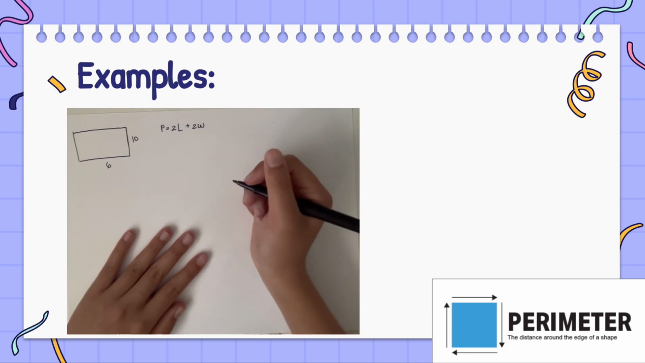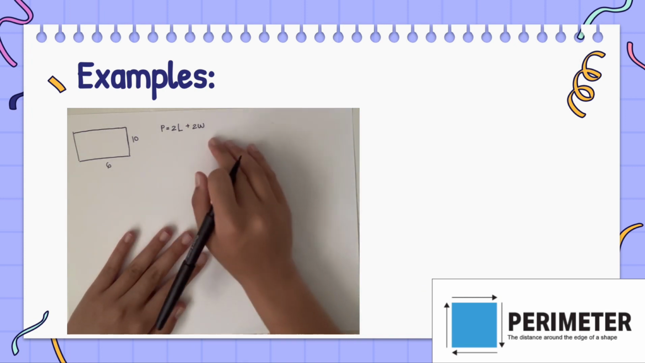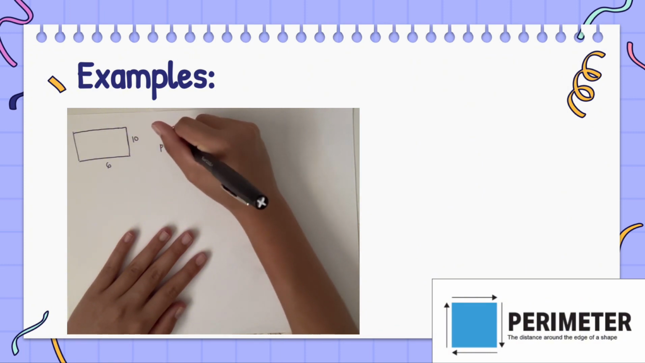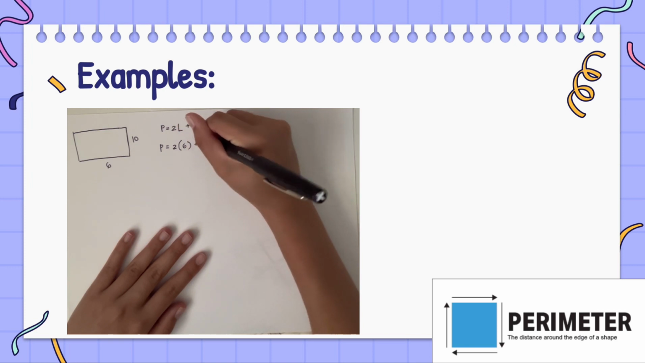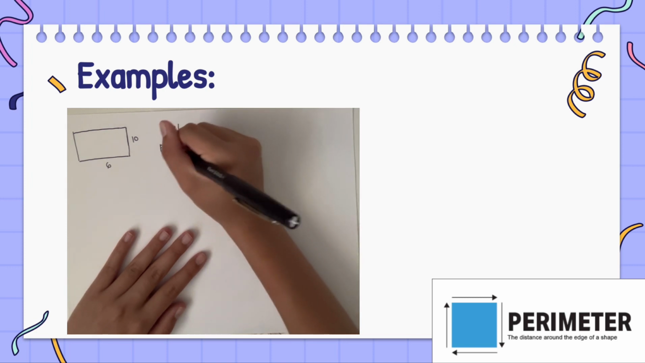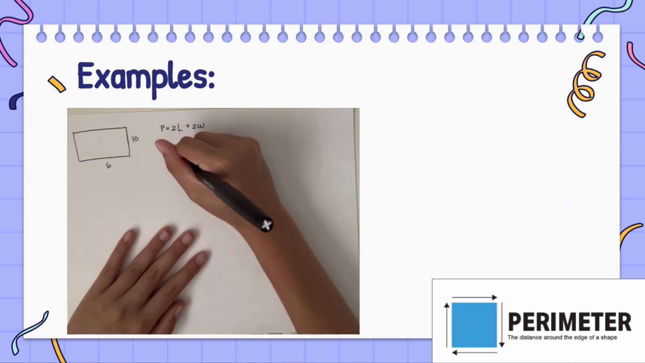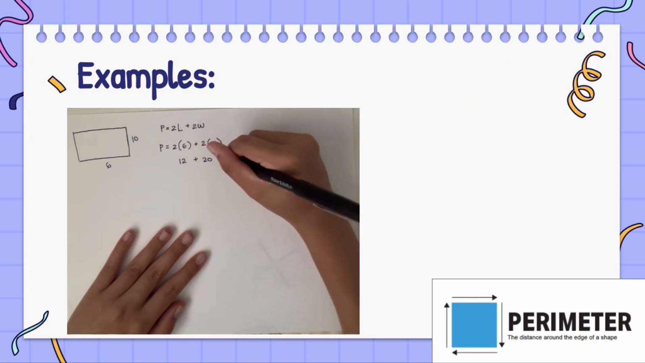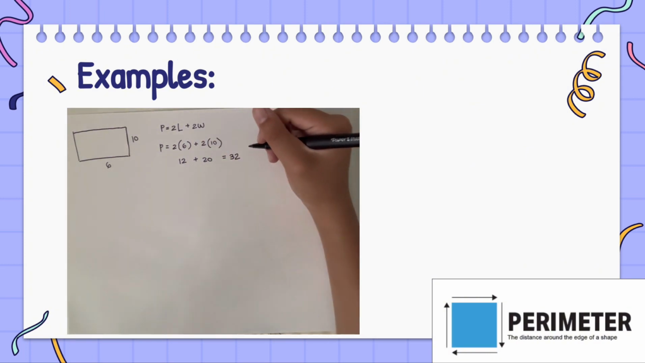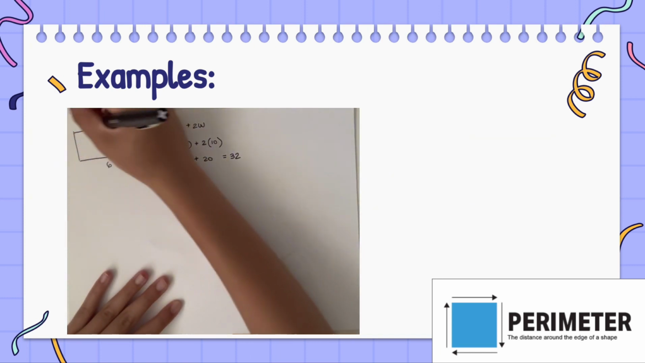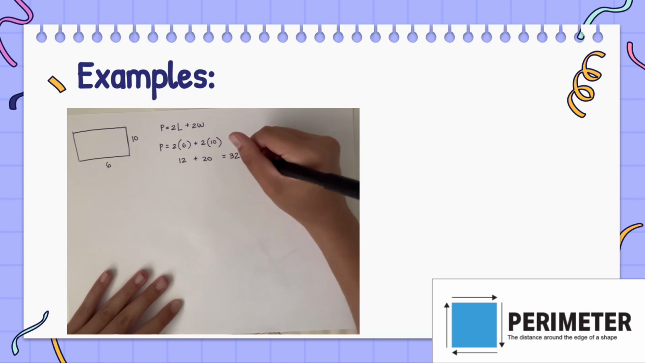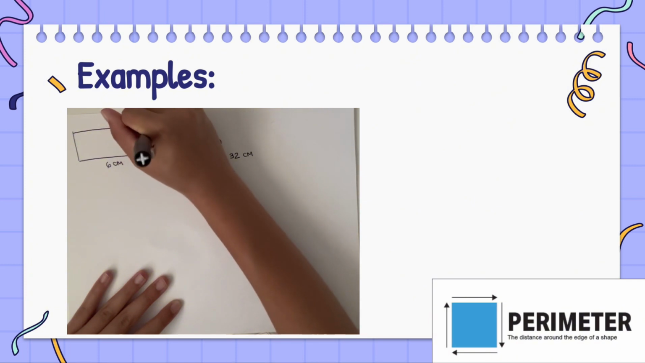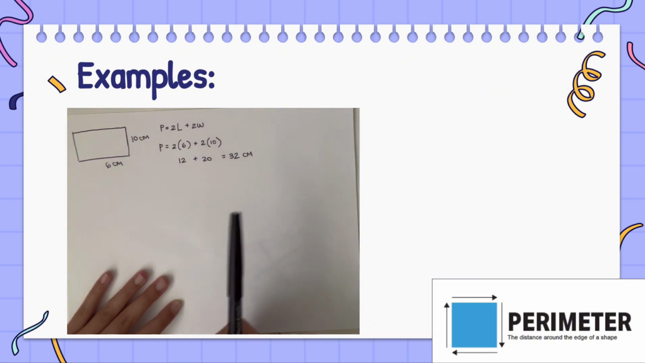So now we plug the 10 and 6 into our formula. So P equals 2 times 6 plus 2 times 10. And then when we multiply, we get 12 plus 20, and that equals 32. So the perimeter of this rectangle, the distance around the shape, is 32 centimeters. I forgot to label my numbers, so we're going to use centimeters.